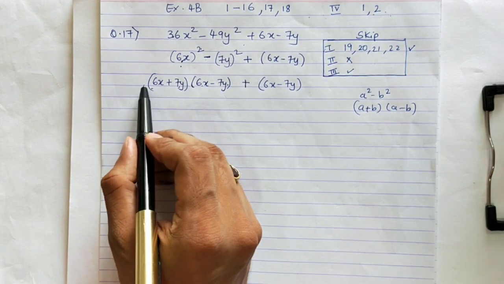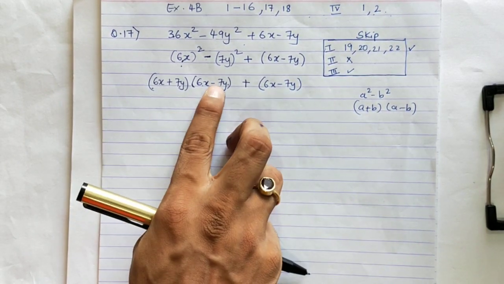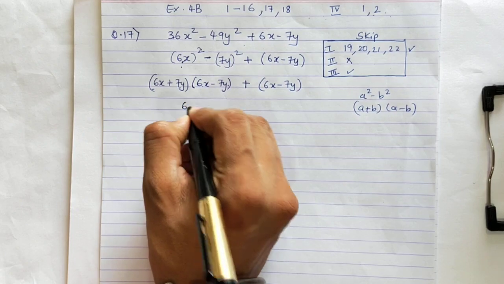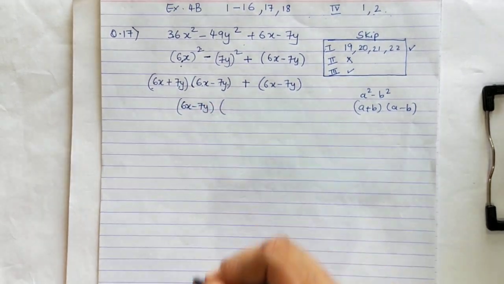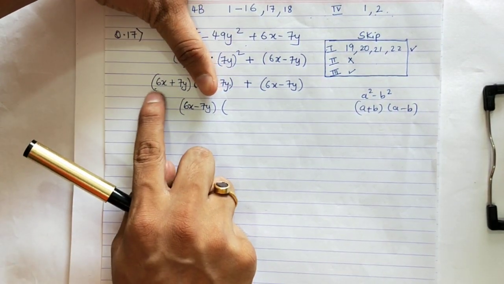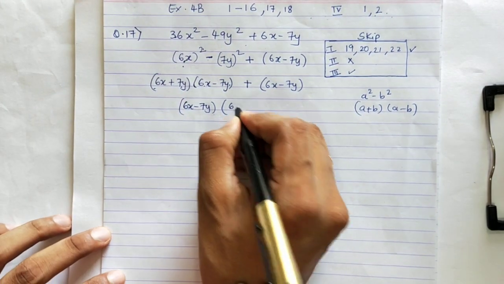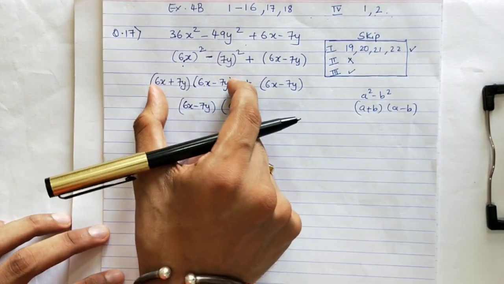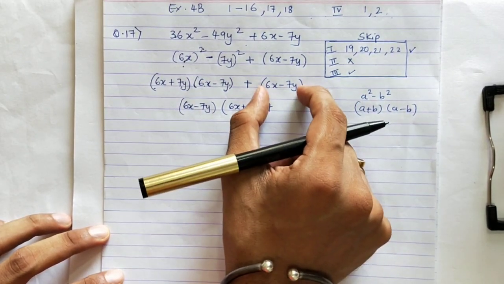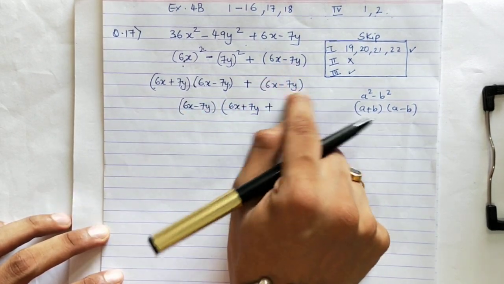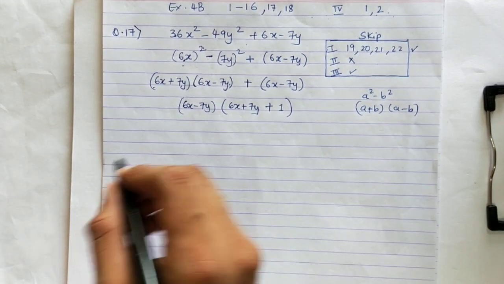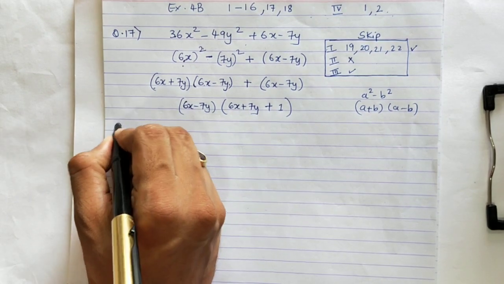Okay, now from this term and this term, I can take 6x minus 7y common. Correct? I can take this common. So 6x minus 7y will come common. From this term, this 6x minus 7y is gone. So what remains? 6x plus 7y. So I'll write here 6x plus 7y. From this term, this is taken common, so this remains. Then a plus sign will come. From this term, the entire 6x minus 7y is taken common, so nothing remains here. Nothing remains means we write 1. Okay, this is the answer. Copy it.